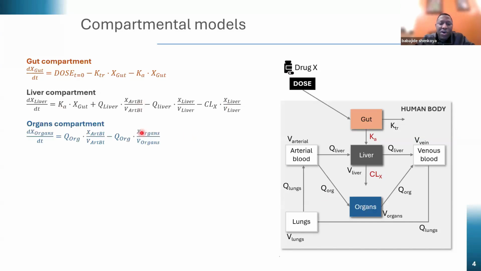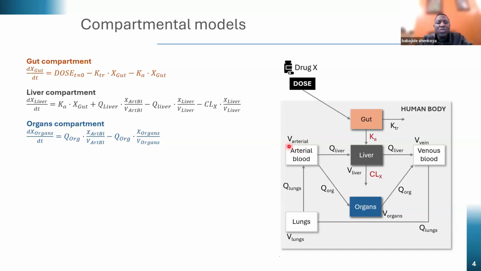We can also do the same for this organ compartment. Remember, I called it organ because we can have several different organs in the body, like the kidney, the spleen, the brain and things like that. I'm just lumping all of them together and calling them organs. For the organ, the input will be this arrow from the arterial blood, and the output is what is going out from the organ back to the venous blood. If we translate that into an equation, this is the equation we use.